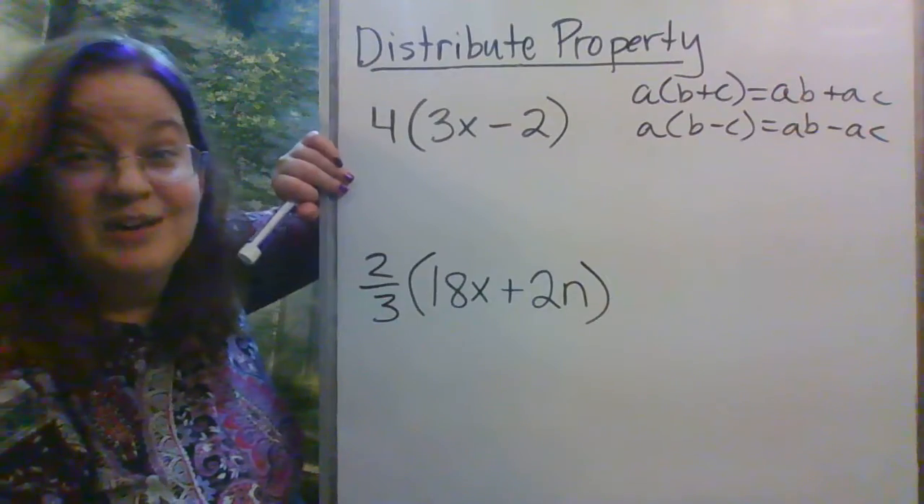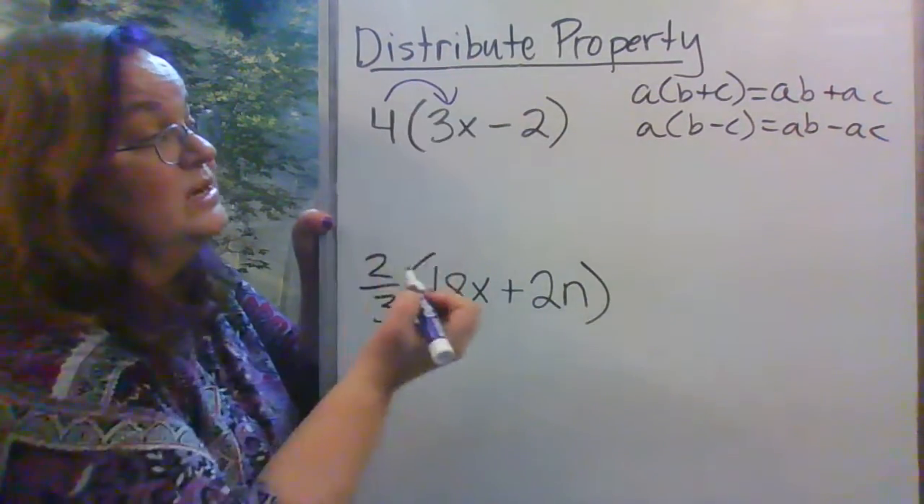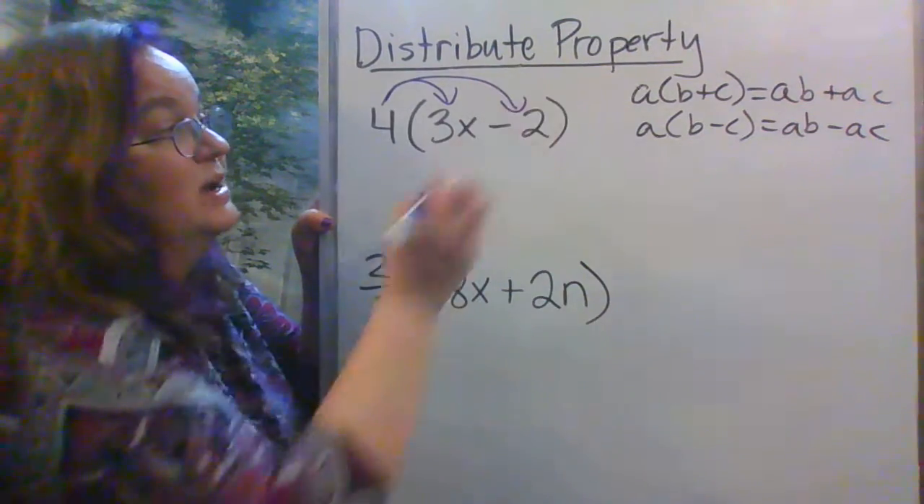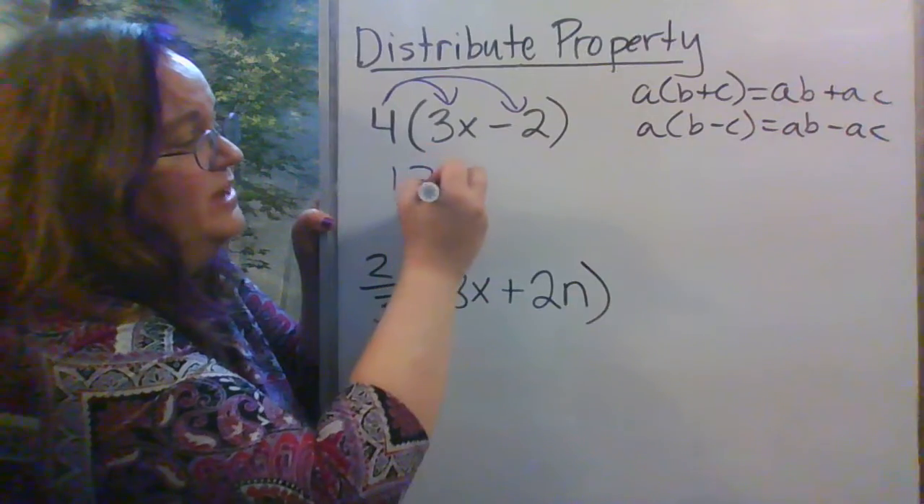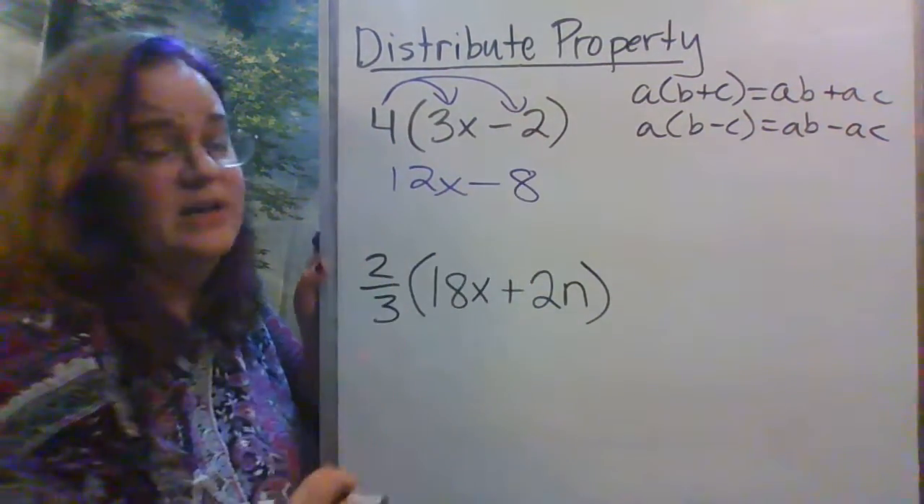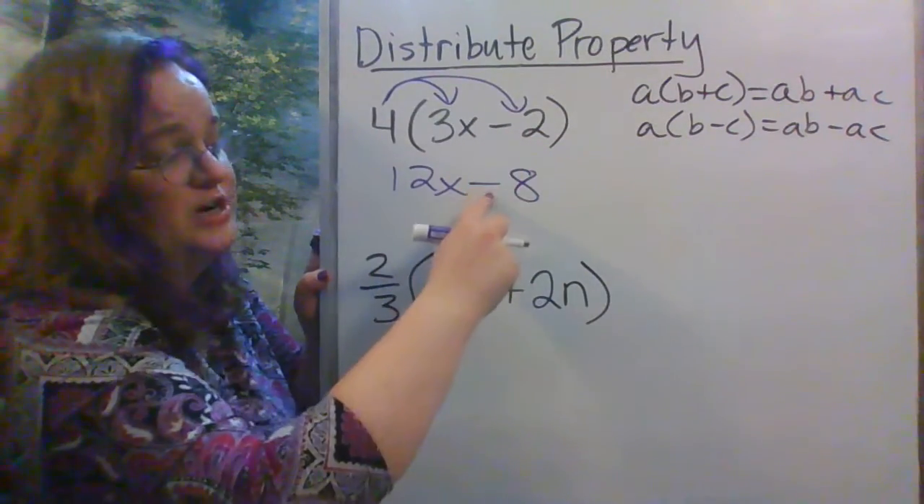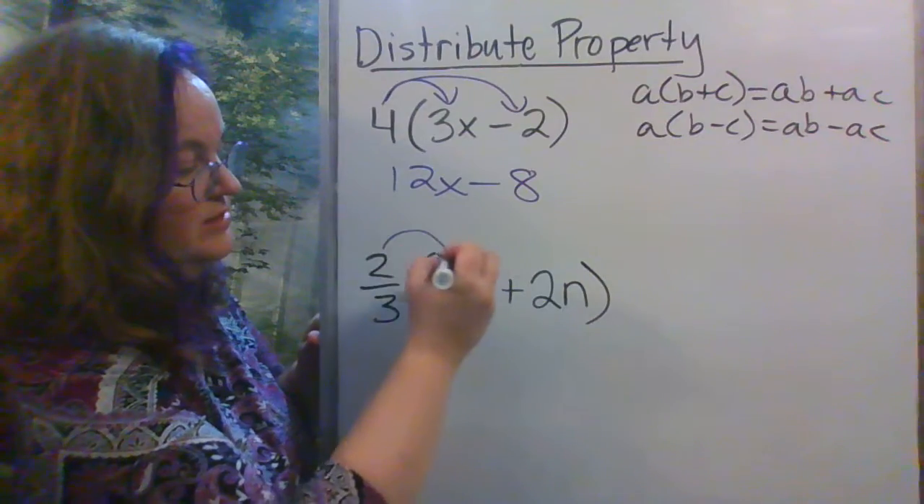So let's take a look at a couple of basic distributive property problems. So 4 times 3x and 4 times minus 2. So 4 times 3x, 4 times 3 is 12x. 4 times minus 2 is minus 8, because 4 times 2 is 8, and that subtraction sign remains. That's it. I just distributed. So let's take a look at another example.